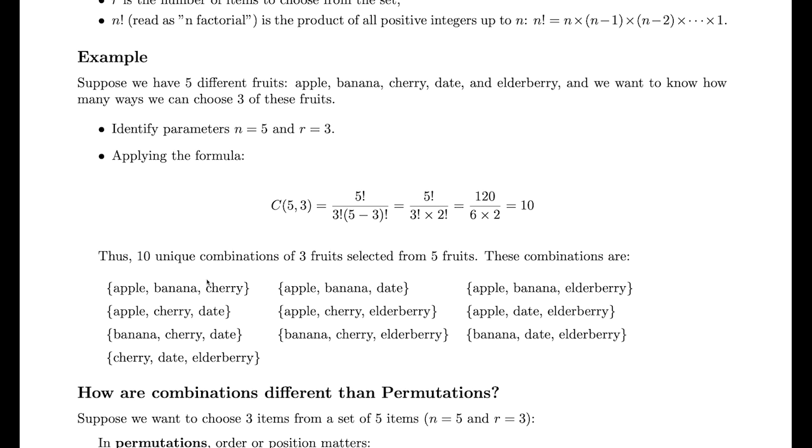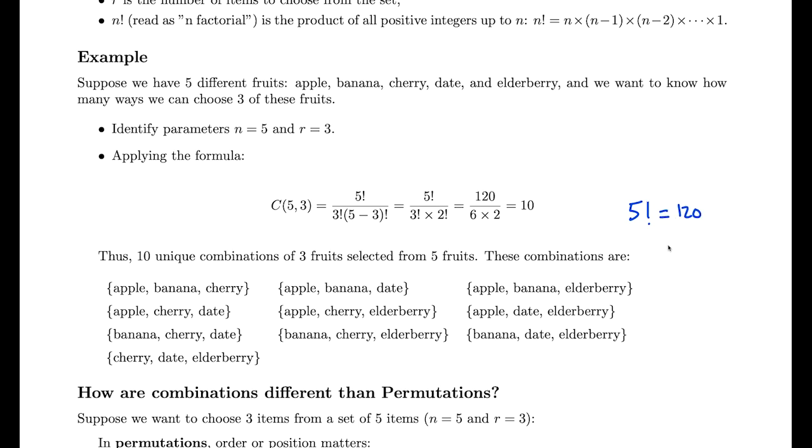So let's take a look at these 3 fruits selected from 5 fruits. There are 10 unique combinations. These combinations are: apple, banana, cherry; apple, banana, date; apple, banana, elderberry; and so on. So there are 10 unique combinations of selecting 3 fruits from 5 fruits. Now, where did this come from? Well, if we were to arrange all 5 fruits, it would be a straight 5 factorial. This is all of them, right? 5 factorial, of course, is equal to 120.